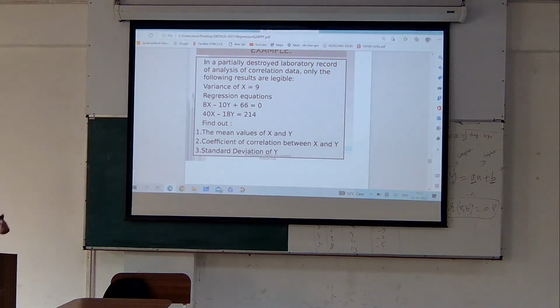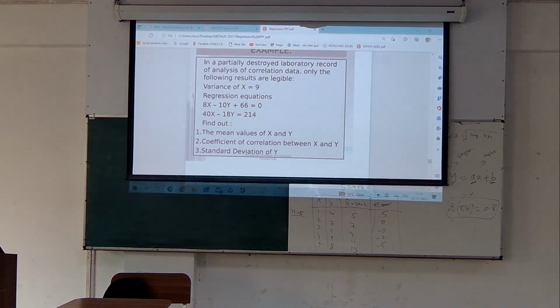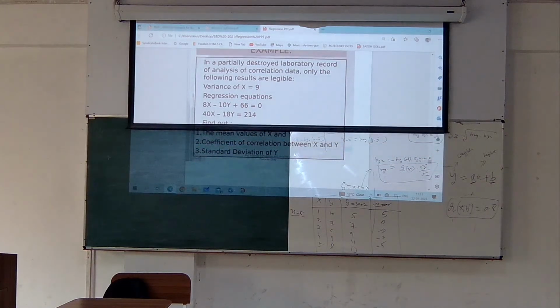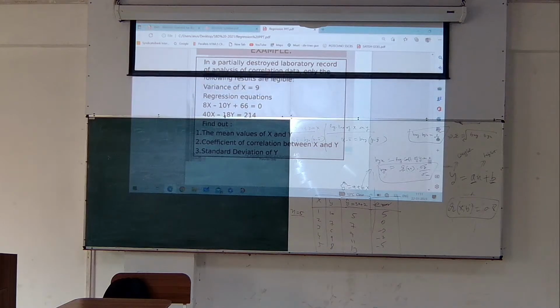So you have to assume that the first equation is the regression equation of y on x. Then the second will be x on y. So using that you have to find byx and bxy. I will tell you how you can do that, because problems of this type may be asked in the examination.